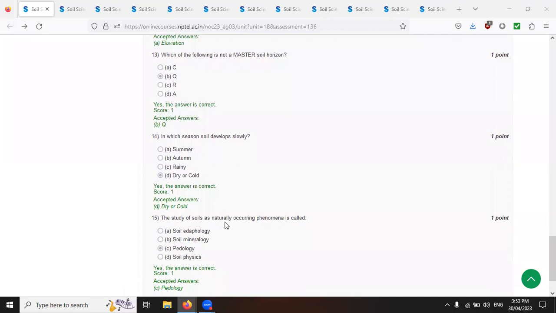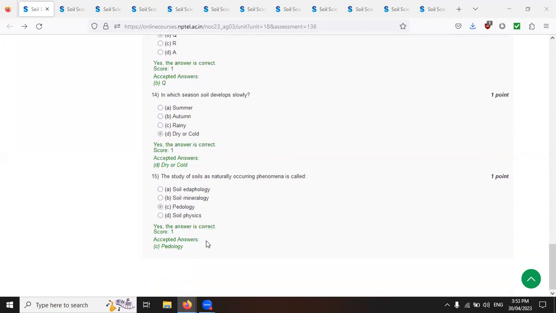The study of soil as a naturally occurring phenomenon is called soil epiphysiology, soil mineralogy, pedology, or soil physics? The answer is pedology. Ped in Latin means, no, I can't quite remember. Is it soil? I think it's foot. Anyway, that's something to do with the answer. Can't remember the Latin word, sorry.